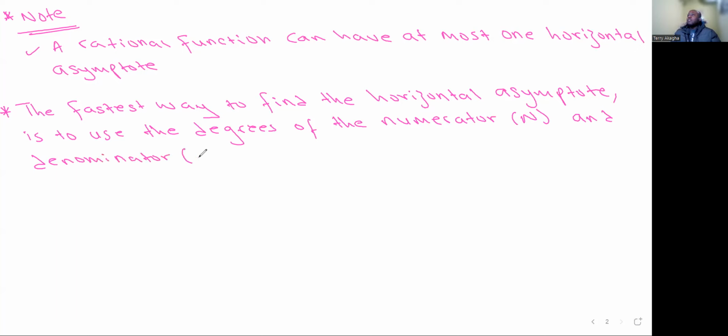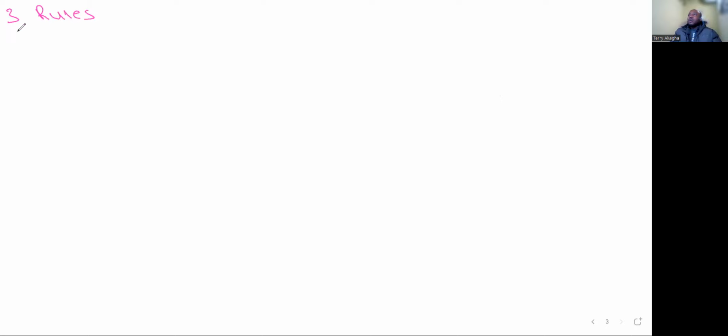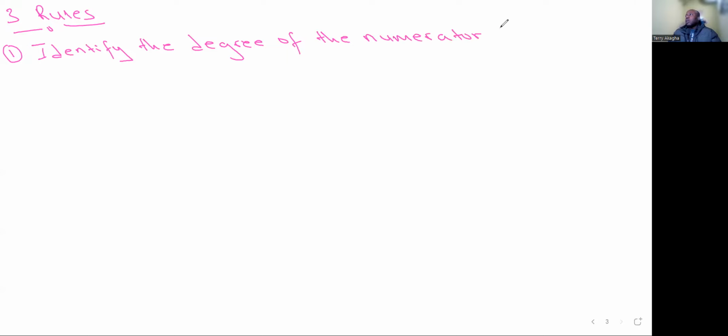So the three rules on how to find the horizontal asymptote: the first thing you have to do is identify the degree of the numerator. You have to identify the degree of the numerator.